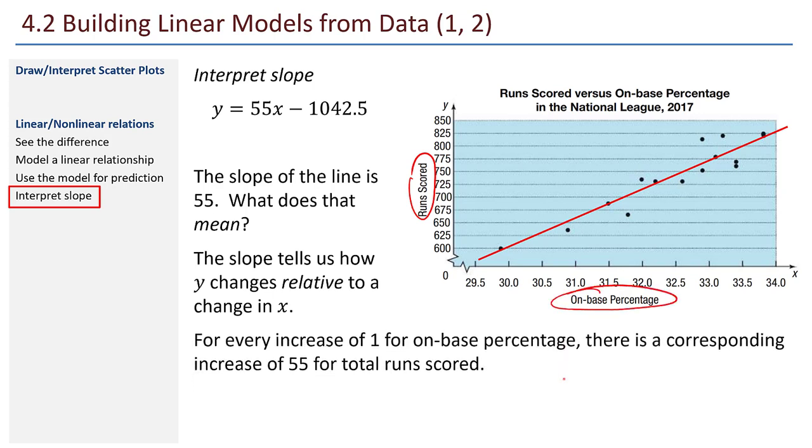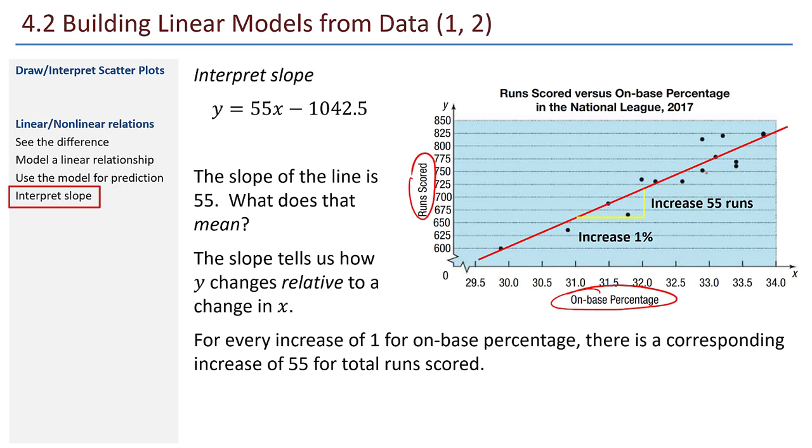So it turns out I can say for every increase of 1 for on-base percentage, so look at the graph there, if I increase by 1%, there is a corresponding increase of 55 for total runs scored. So looking at the graph, moving to the right by 1% means I go up by 55 runs.